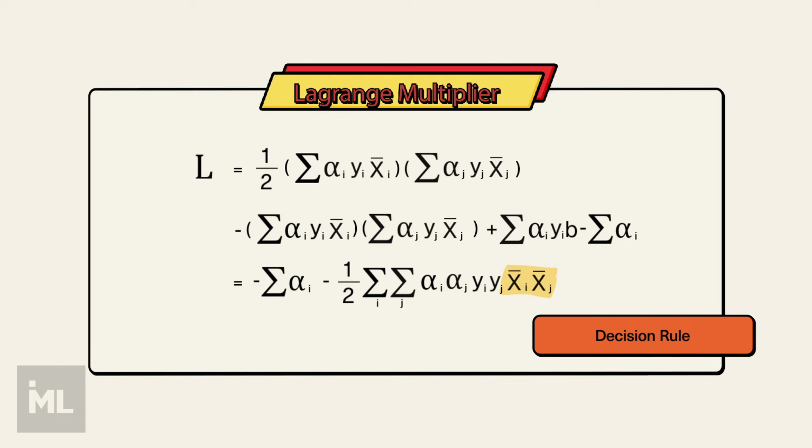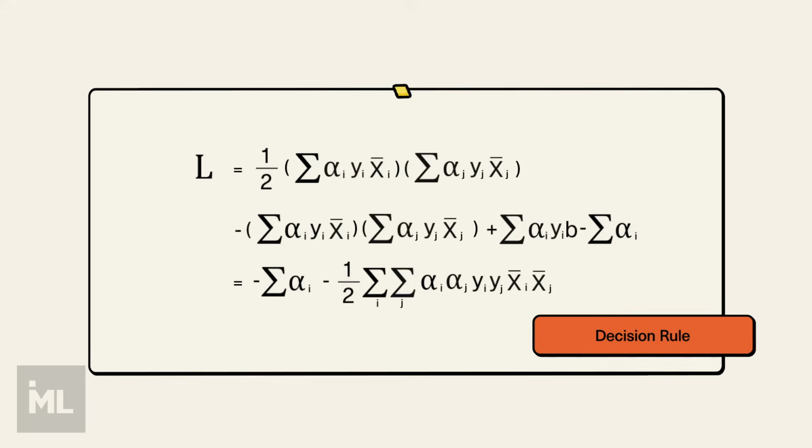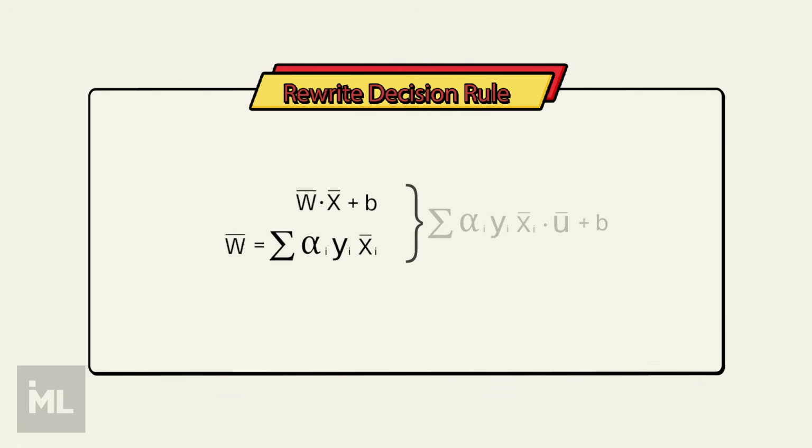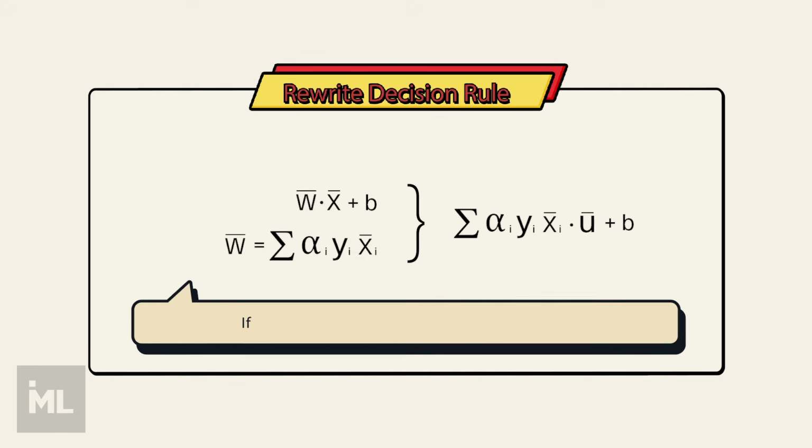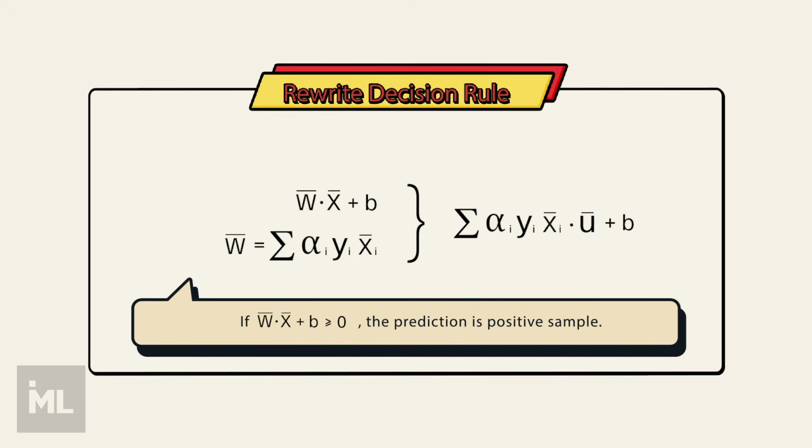Now we can also substitute w back into the decision rule, which is going to be the sum of alpha sub i times y sub i times x sub i dotted with the unknown vector u, plus b. If that is greater than or equal to 0, then the prediction is a positive sample.